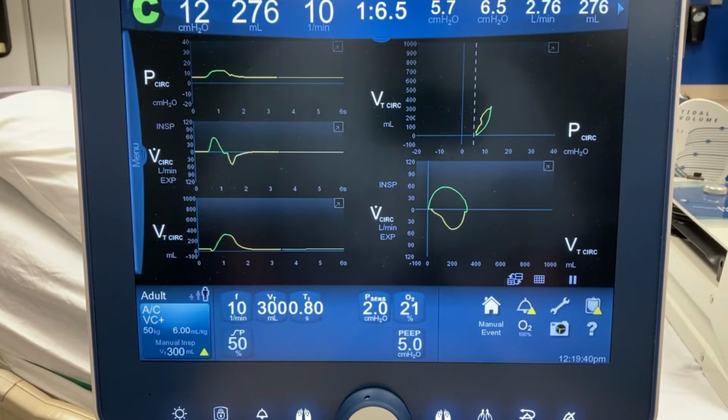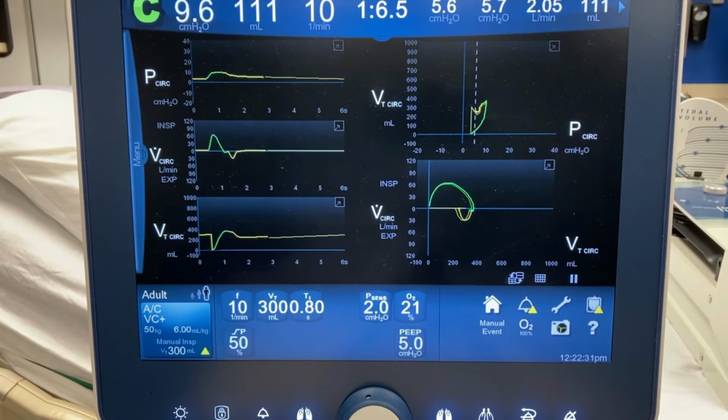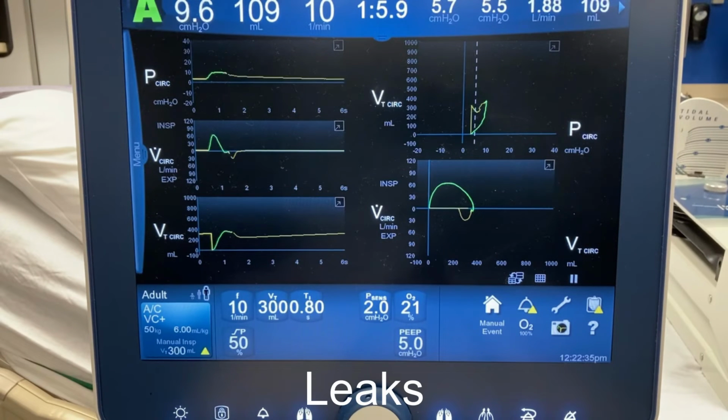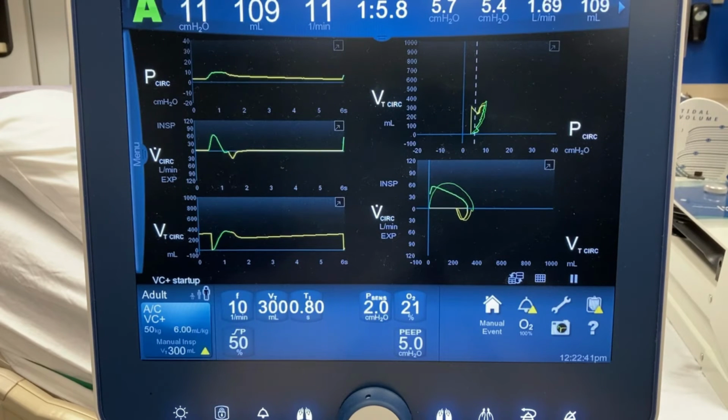It's a much more gentle way to ventilate our patients. Okay, let's talk about leaks for a minute. I'm trying to hold a plug and just partially in to create a little leak here, just to show you what it does.